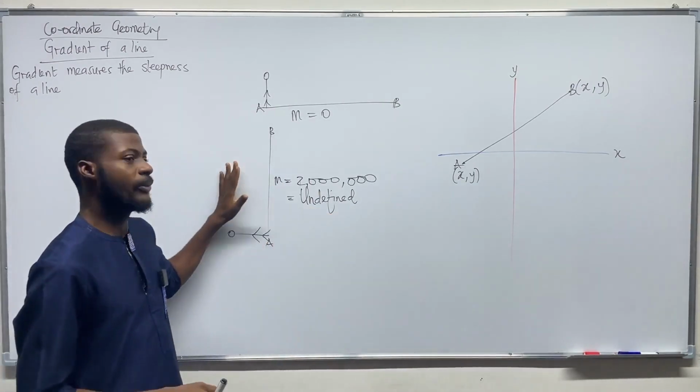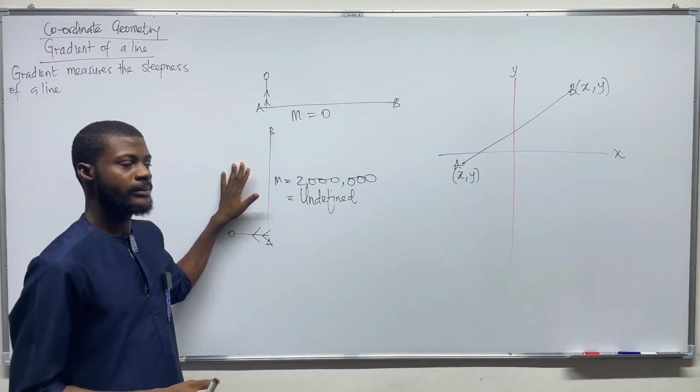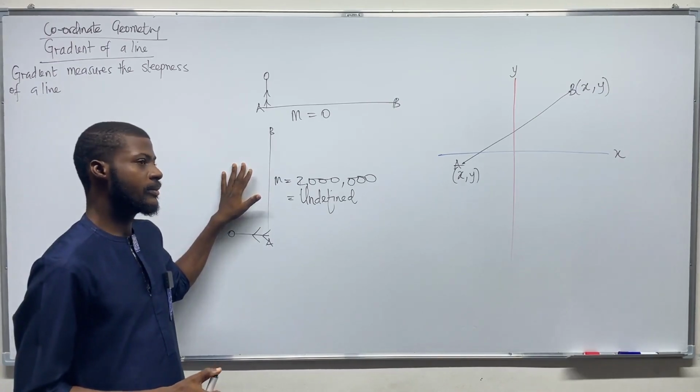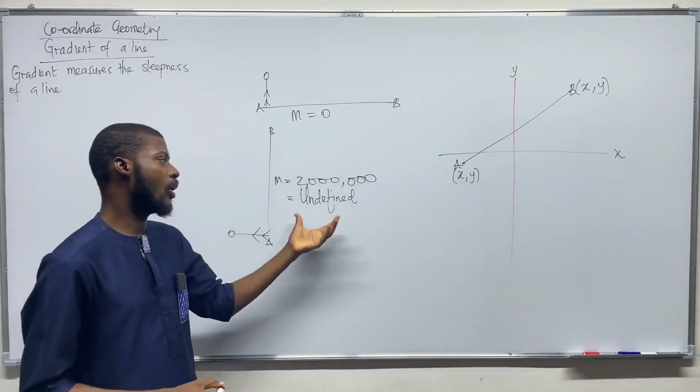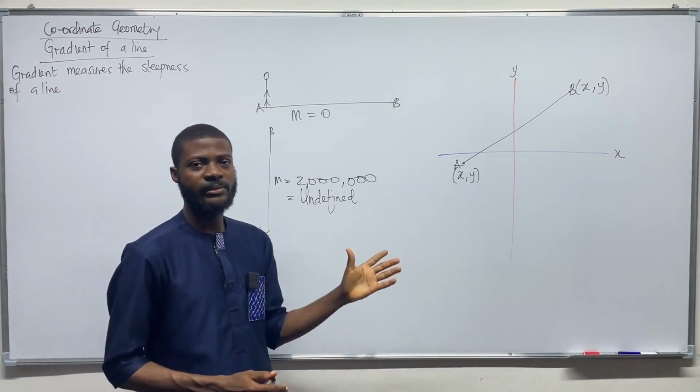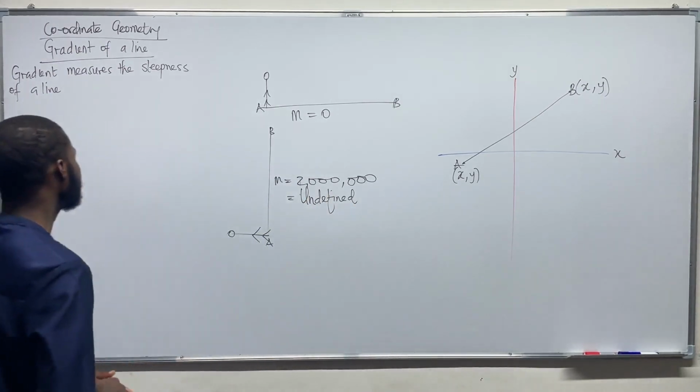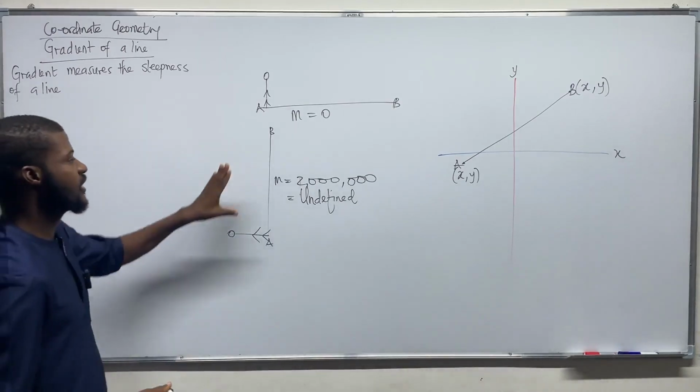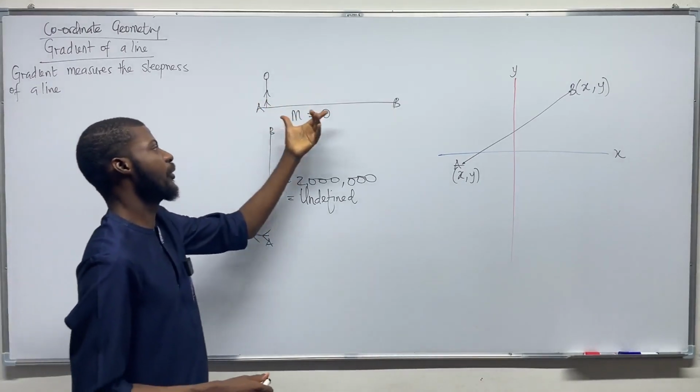So in this case, we're just going to be using undefined. That's what we're just going to be using, just undefined. Now, this is for a vertical line. This is for a horizontal line.